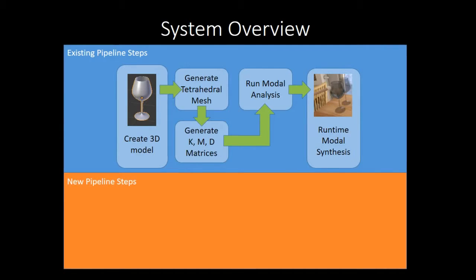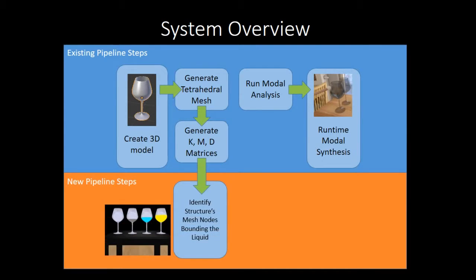One of our contributions is adding new preprocessing steps to the rigid body sound pipeline before performing modal analysis. As a result, this can be completed before simulation, allowing for usage in real-time interactive systems. The first step is to identify mesh nodes of the structural object bounding the liquid. This includes boundary nodes as well as adjacent domain nodes. Second, we modify the elements of the mass matrix M for these identified nodes of the structural object by an amount proportional to the liquid's density or force along the fluid structure boundary. After completing these two steps, continue with the existing pipeline.